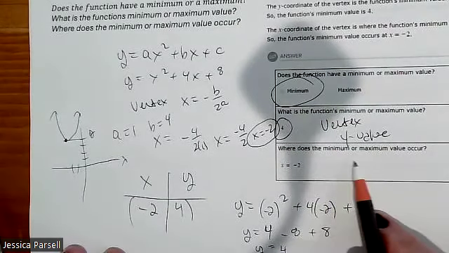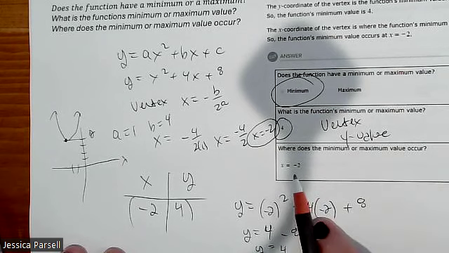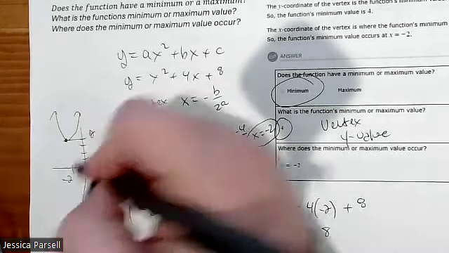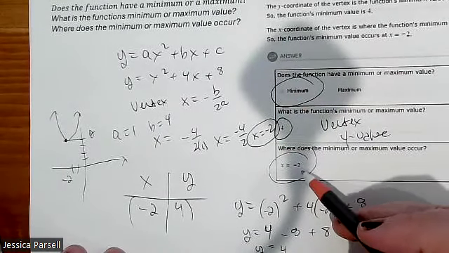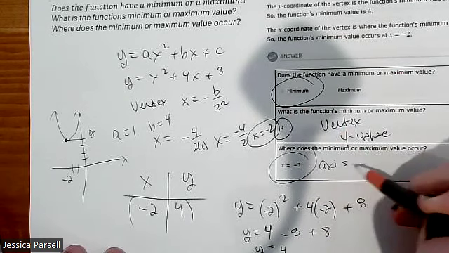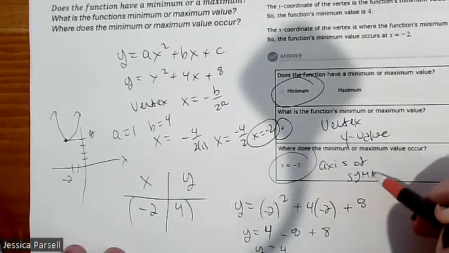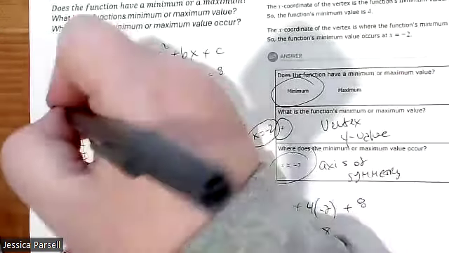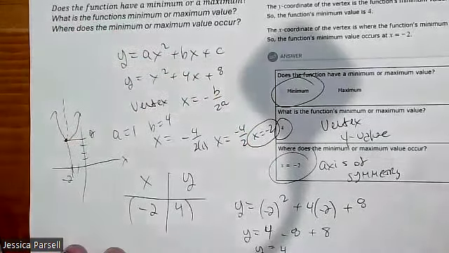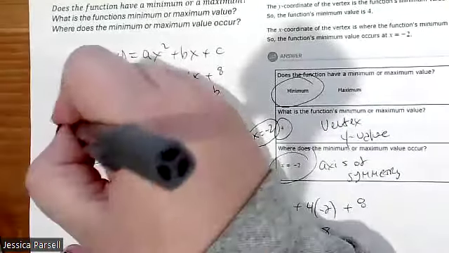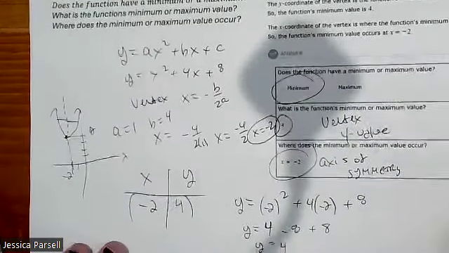And then where does the minimum or maximum value occur? x equals -2, right? So it occurs right here when x is -2. And actually, when they write x equals -2, that's called the axis of symmetry. It's what splits this thing in half. It's actually a vertical line that's kind of imaginary, but it goes just like that. And it splits this parabola into 2 equal halves.